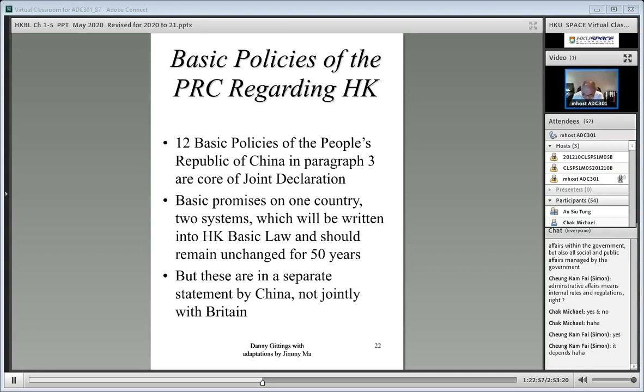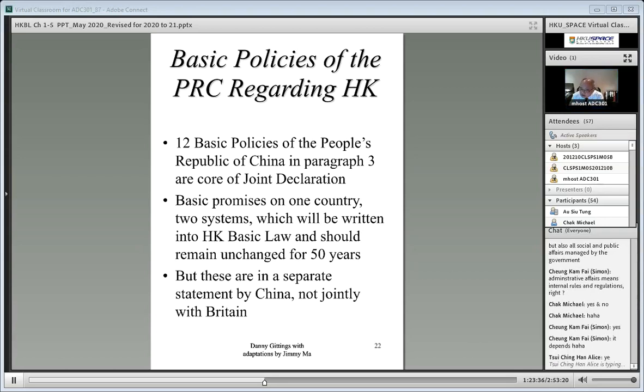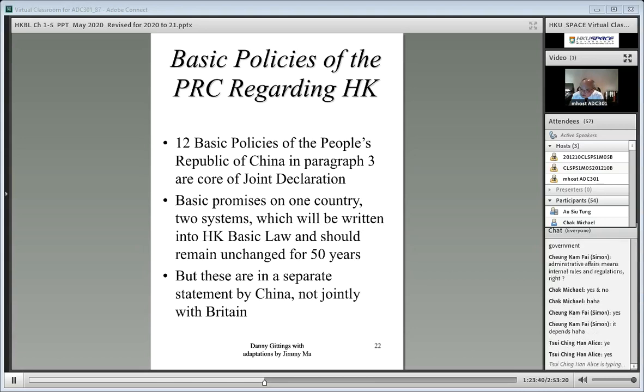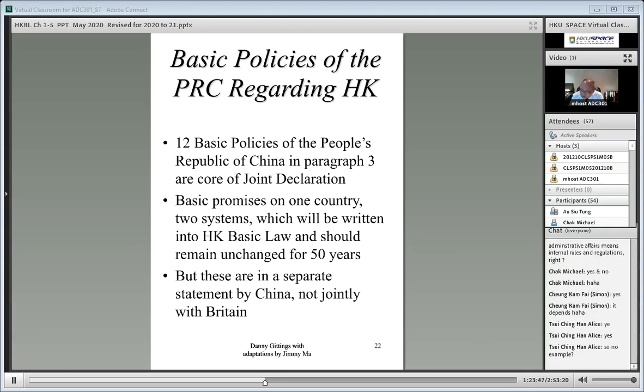On the face of it, that conduct may fall within Article 77, because if it was by mere words said at meetings of the Council, they may be immune from legal action. Whether that is the case, we really have to see how this provision will be interpreted by the courts, and eventually, if necessary, by the Standing Committee of the National People's Congress. Alice? Not in Hong Kong.